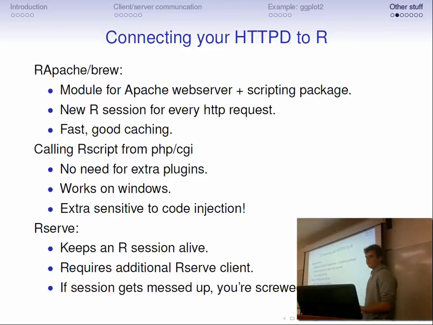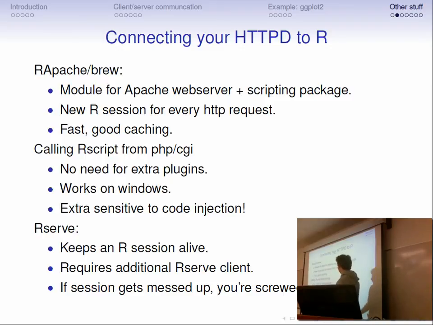So back to your question, there are different ways to connect your HTTP daemon to R. What I just showed you is Apache. The setup of this is it creates a new R session for every HTTP request. It's very fast. It's got good caching, so I prefer that. But an alternative is you can just call Rscript directly from PHP or CGI. So you don't need to install any modules or anything like that, and it works on Windows. The problem with that is it's a lot slower, and it's actually sensitive to code injection, which I will say something about in the next slide.